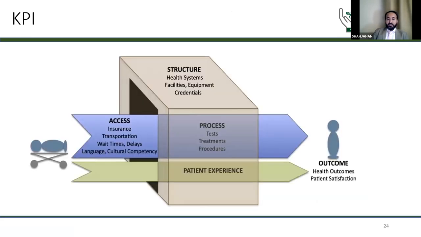By this picture, it will also be very clear. Let's see, this is our hospital. And structure, what does a structure indicator mean? Structure indicator means health system, facilities, equipment, credentials. And what is the process? The tests and treatment, procedures, patient experience. And what is the outcome? Health outcome and patient satisfaction.